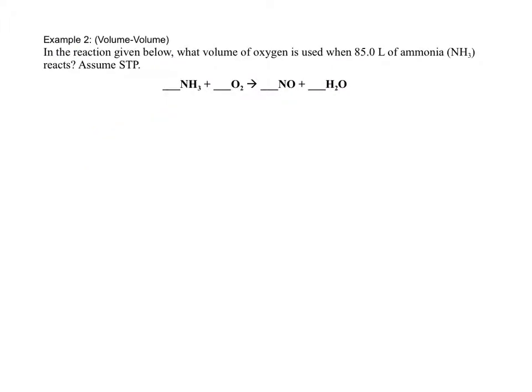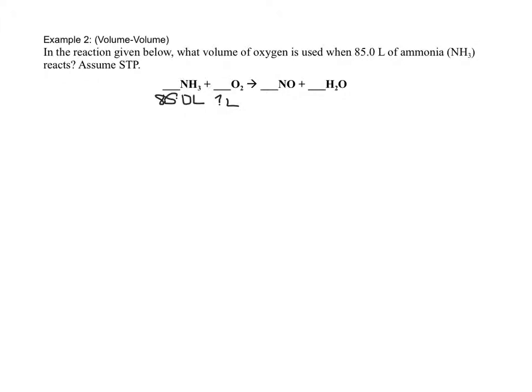Our second example, we're given an equation, but it's not balanced. And let's see, we're told find what volume of oxygen is used. So underneath oxygen, I'm going to write question mark volume. So that would be liters. When 85 liters of ammonia reacts. So this problem, we're actually given 2 numbers that are both reactants.